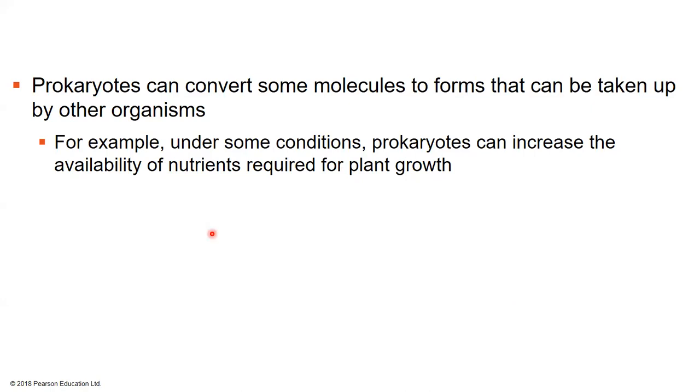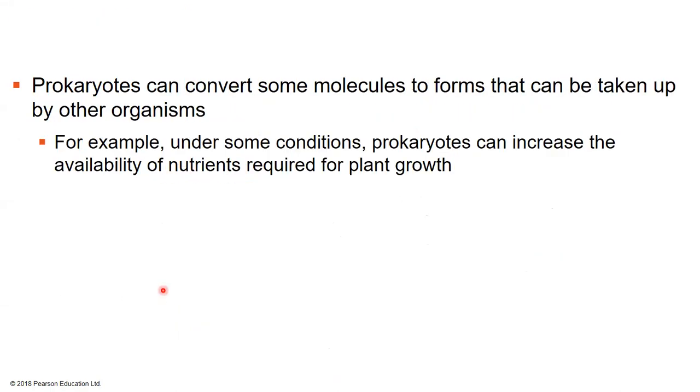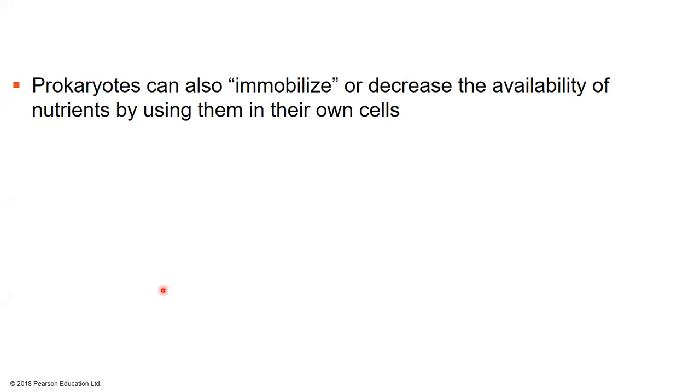This is what I was explaining. Prokaryotes can increase the availability of nutrients required for plant growth. But also prokaryotes, especially in the environment, can immobilize or decrease the availability of nutrients, so they could use these nutrients for their own purpose. Okay.